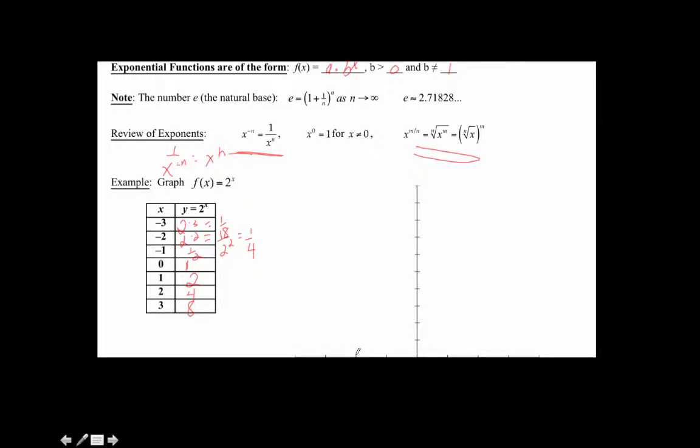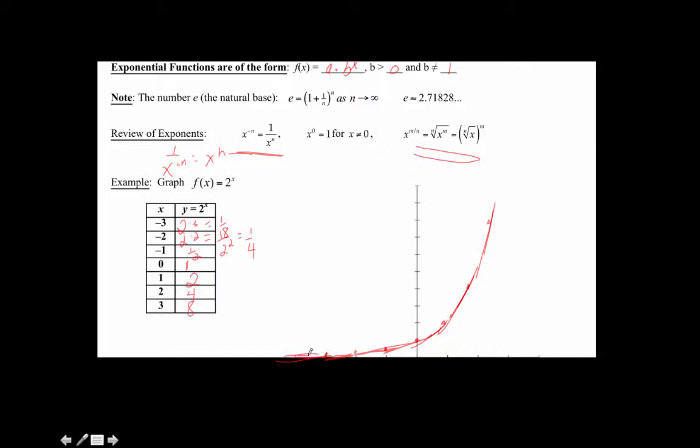So I'm going to map it. So I go to negative 3 and up to 1/8, which is really low. And then negative 2, and I go to a 4th, which is still pretty low. Negative 1 is 1/2. 1 goes to 2. 2 goes to 4. 3 goes to 8. And I'm going to try to draw a smooth curve through this. It's not very likely that I can, but I could with a pencil, and I hope you can too.